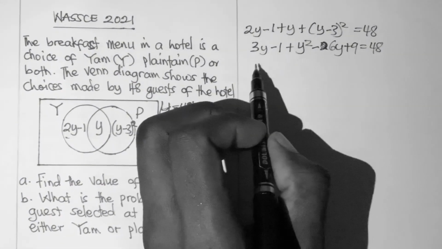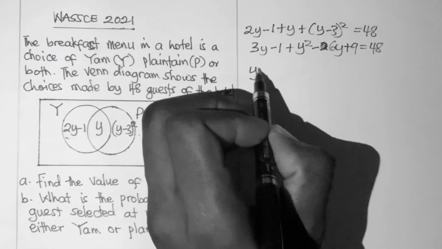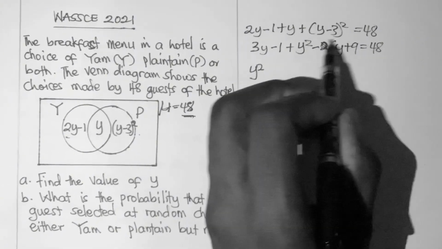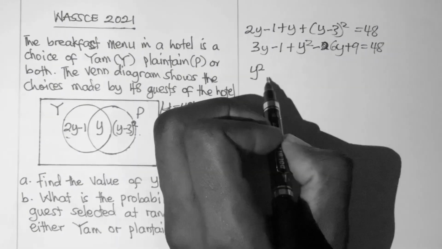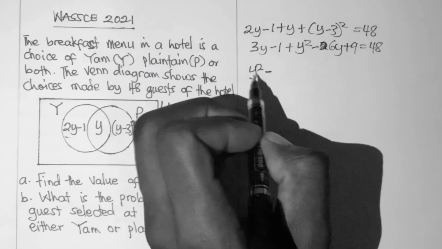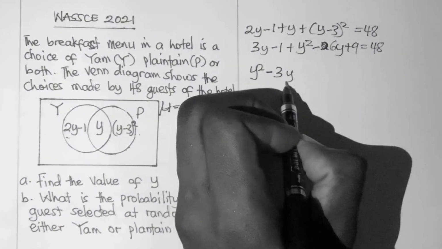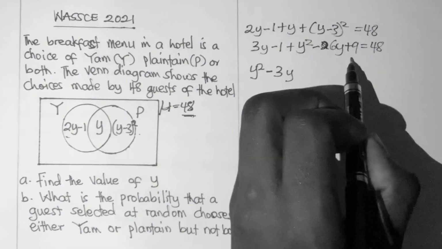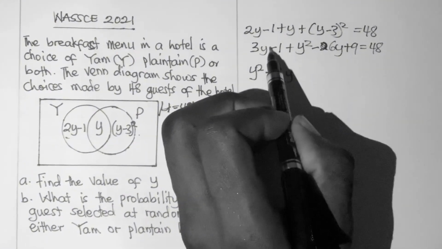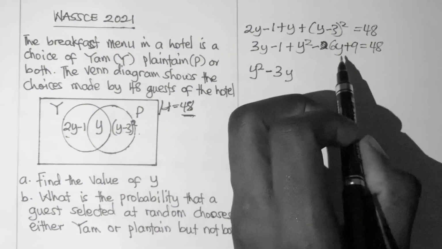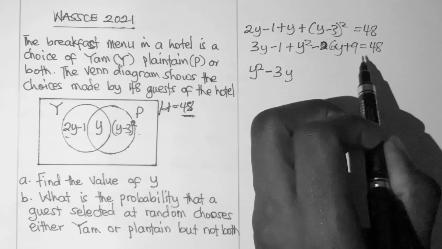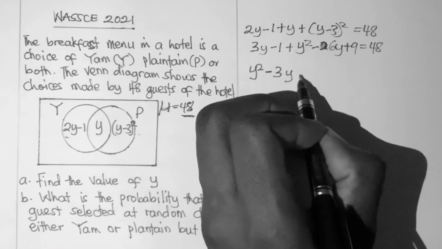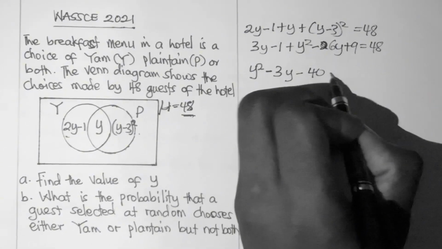So let's bring the 48 here. We have y squared, then minus 6y, plus 3y. So 3y minus 6y becomes minus 3y. Then if we bring 48 here, minus 1 plus 9 is 8. 8 minus 48 will give us minus 40, equals 0.